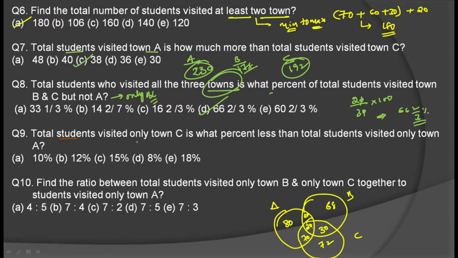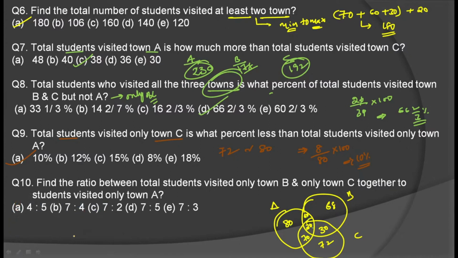Now the total students visited only town C. Only town C, 72. Is what percentage less than the total students who visited only town A? Town A is 80. Now what is the difference, guys? 72 and 80 is 8 difference. And the last term in the question will always be the denominator. 8 by 80 into 100. Now the value becomes 10.